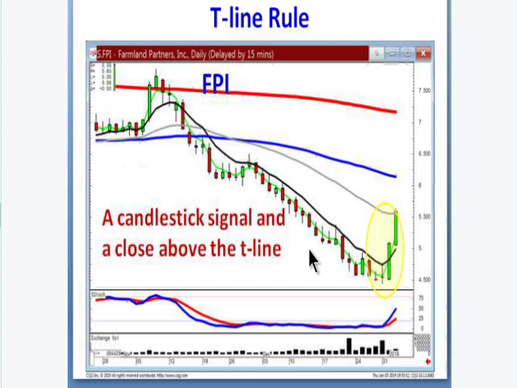Sophie, this is the stochastics, which is a common indicator, and it's set at 12, 3, 3.